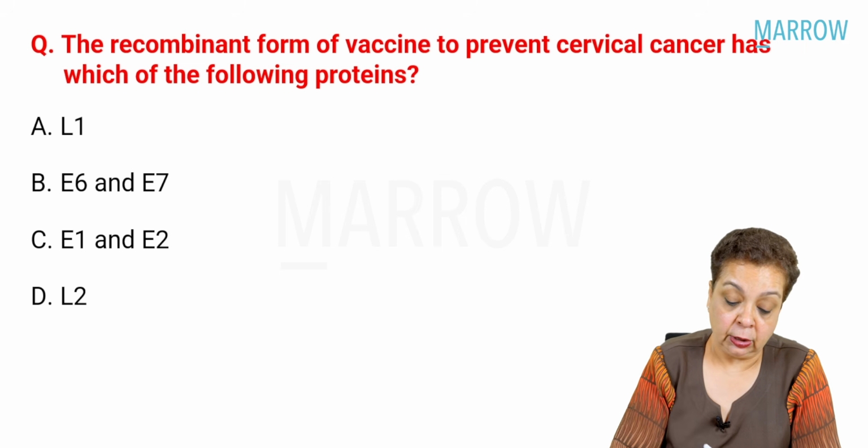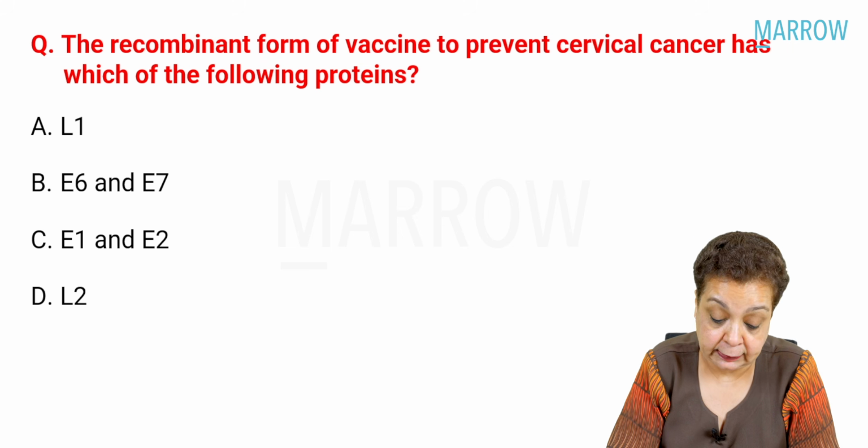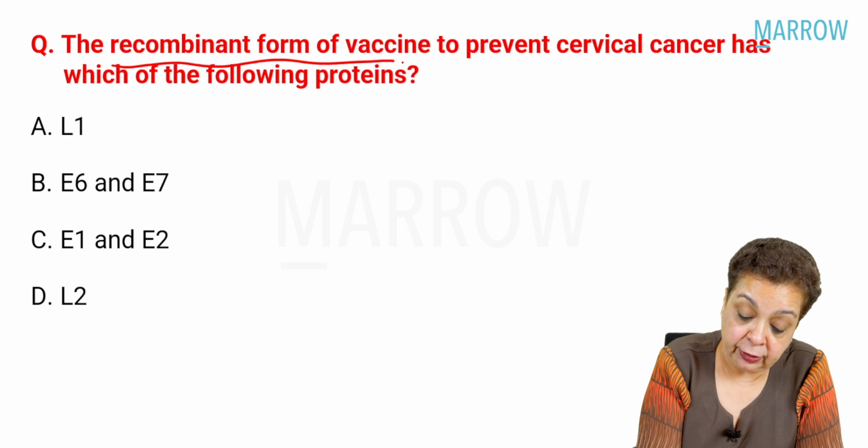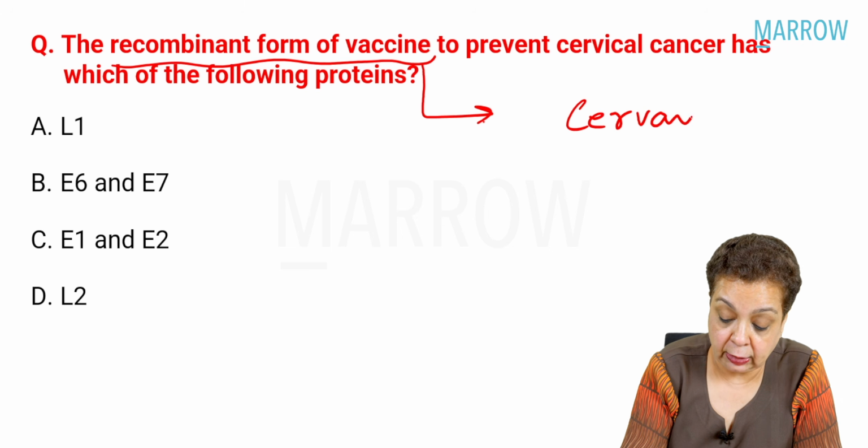The recombinant form of the vaccine to prevent cervical cancer has which of the following proteins? Okay, what is the recombinant form of this protein? So we have Cervarix or Gardasil.